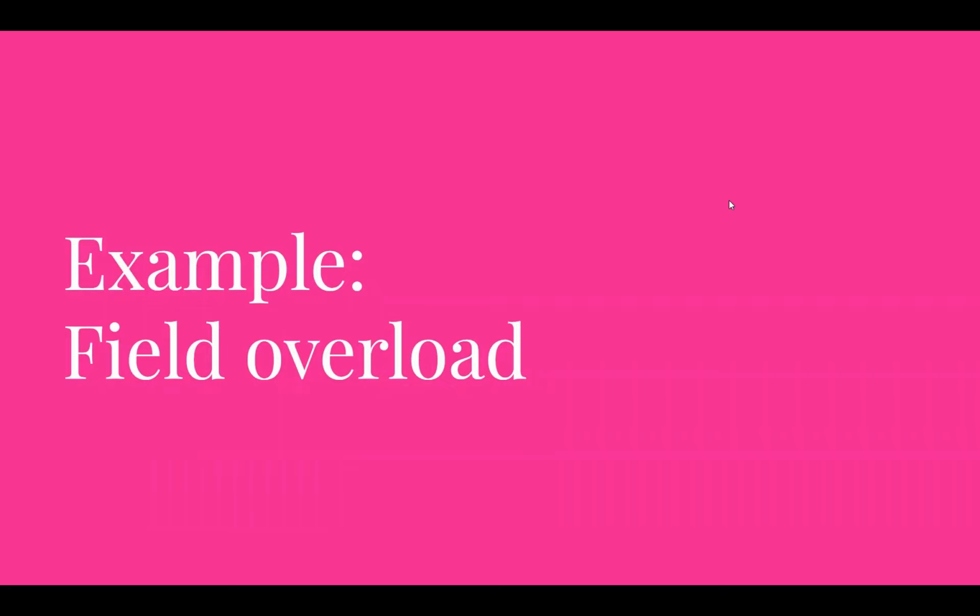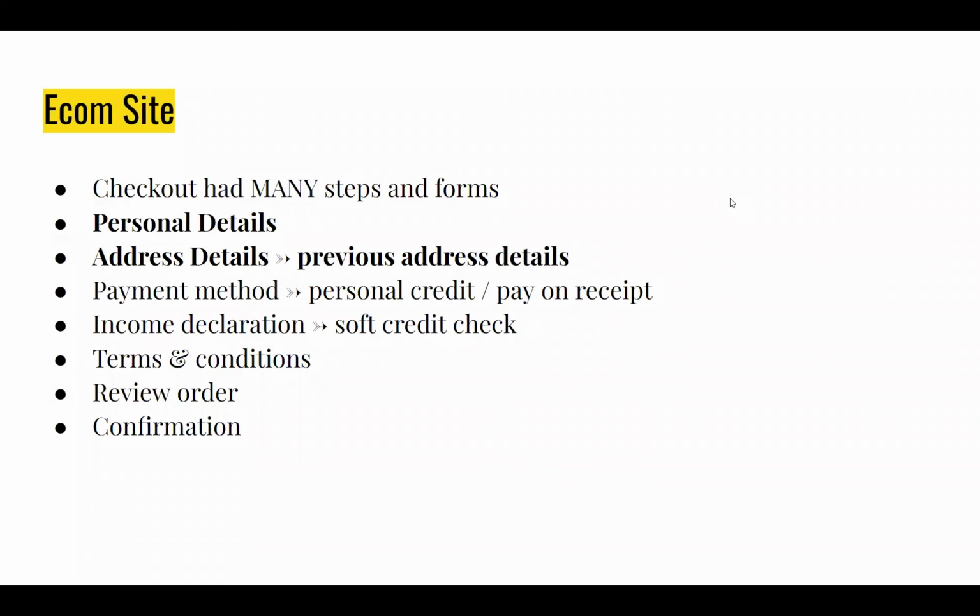Yeah. Okay, so let's have a look. This was an e-com site that I was working on, and the checkout had loads of steps and loads of forms. It had personal details, address details, a previous address details search, payment method, and whether you wanted personal credit or pay on receipt, an income declaration if you went for a credit account, terms and conditions, review order, and then a confirmation. So loads of steps. But through the research that we did, we identified the main pain points were on the personal details page and the address details page, especially around providing previous address details.